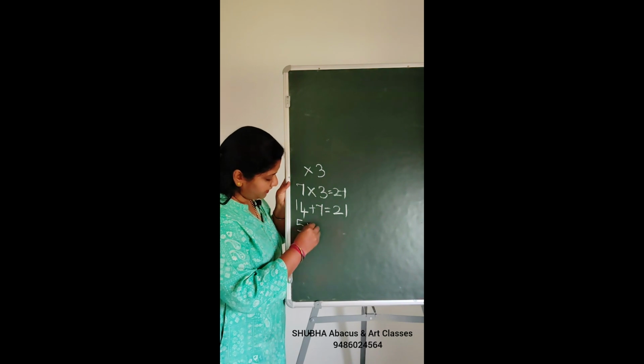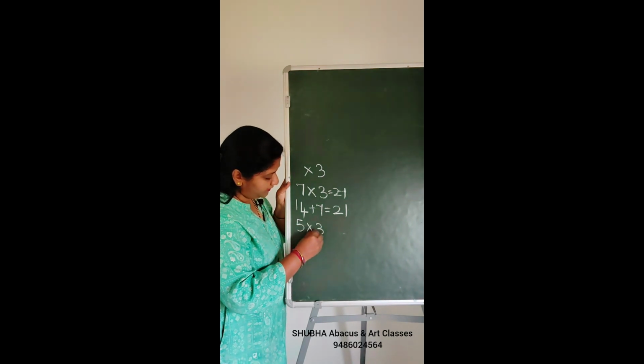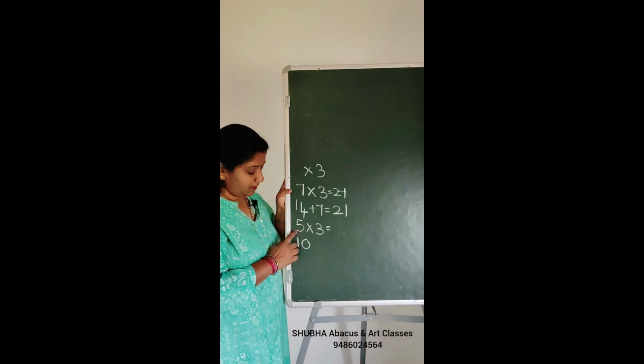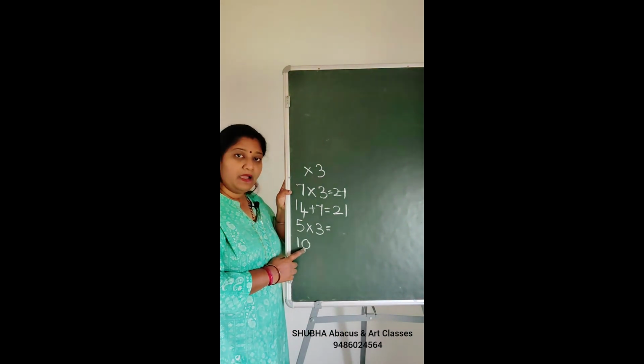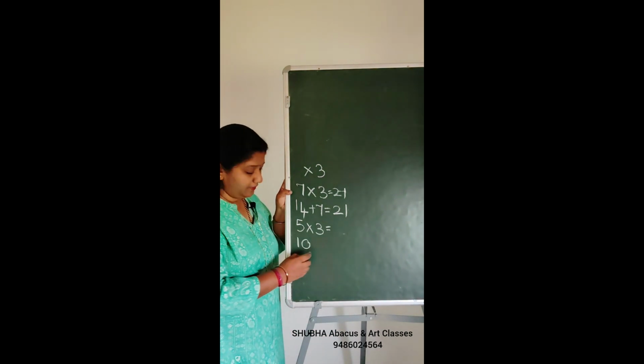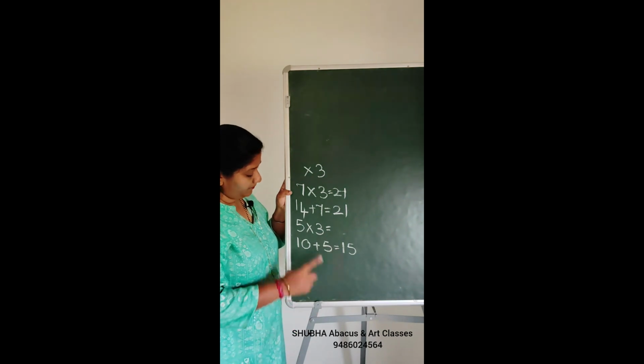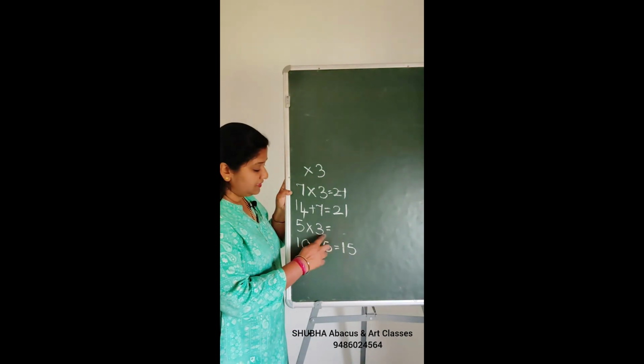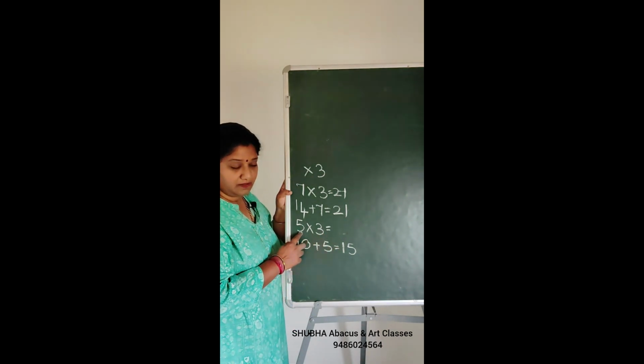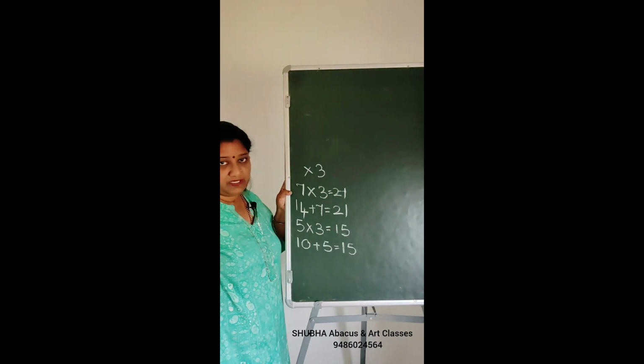Let's try another number. 5 multiplied by 3. Double of 5 is 10. Add 5 to number 10. So the answer is 15. 5 3s are, or 3 5s are, 15.